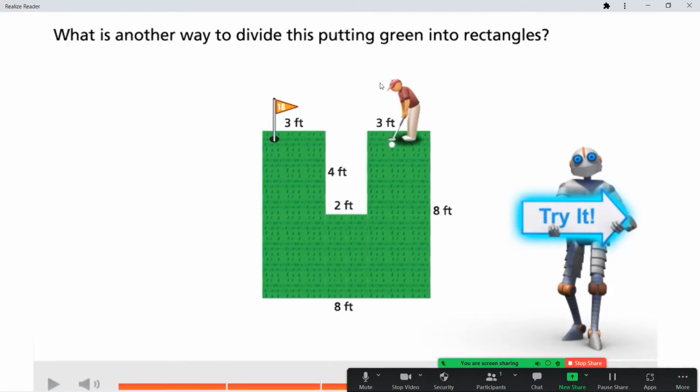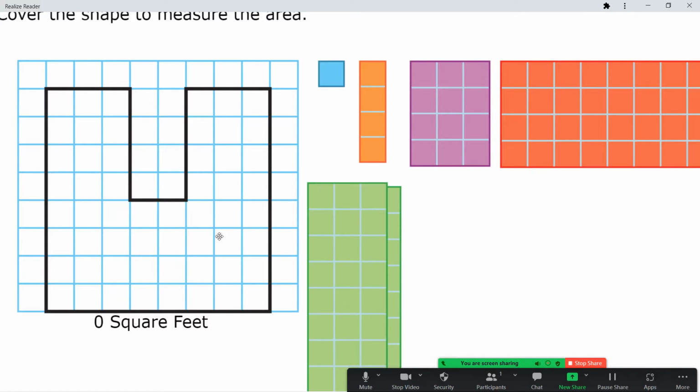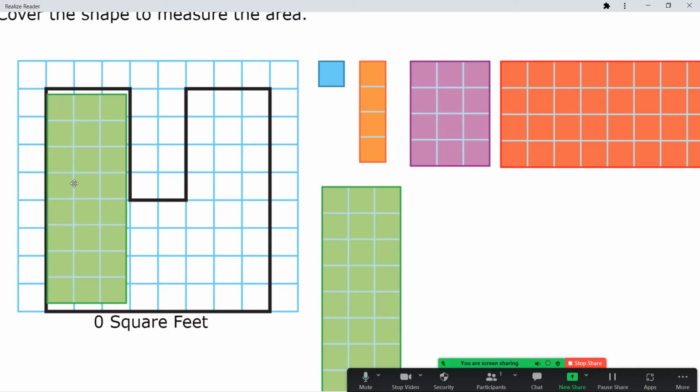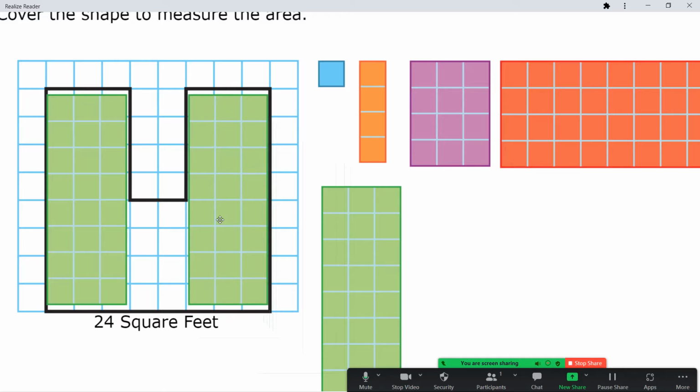All right, so let's take a look at the try it section and see which other way we can split this. Now, I can take one of these big rectangles to cover this region. And I can take another one to cover this region. And then I can take two of these smaller ones and put them together to cover this region. And I'm still going to get to 56.